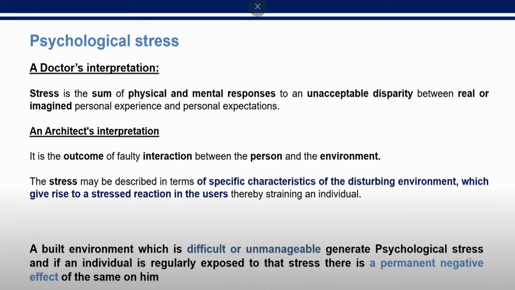And if an individual is regularly exposed to that stress, there is a permanent negative effect on the individual. For example, suppose an institutional building which is accessible only with the help of steps, with no provision of ramps, lifts, etc. A person with a disability comes to that building and cannot access it due to no provision of such amenities. Then there is an effect that can be called a psychological effect, and that can be converted into stress.